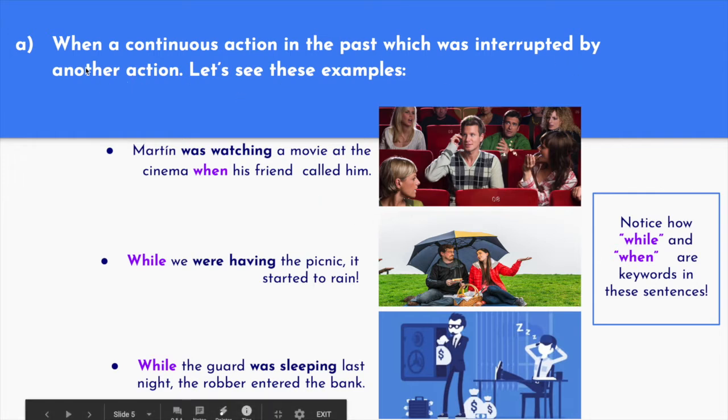So let's see a few more examples about the first use, when a continuous action in the past was interrupted by another action. Martin was watching a movie at the cinema when his friend called him. The continuous action in the past was interrupted when his friend called him. Can you see? While we were having the picnic, it started to rain. So this action interrupted this one. While the guard was sleeping, last night, the robber entered the bank. Here, please notice how the words while and when are key words in this type of example.